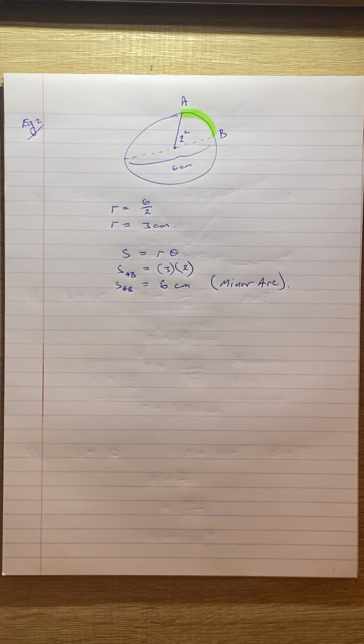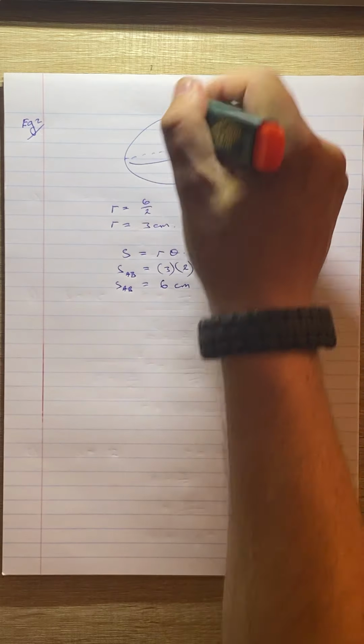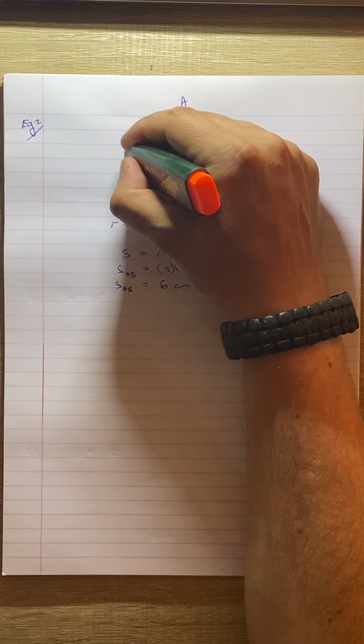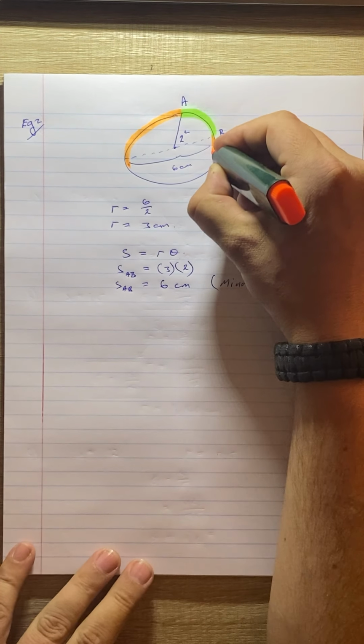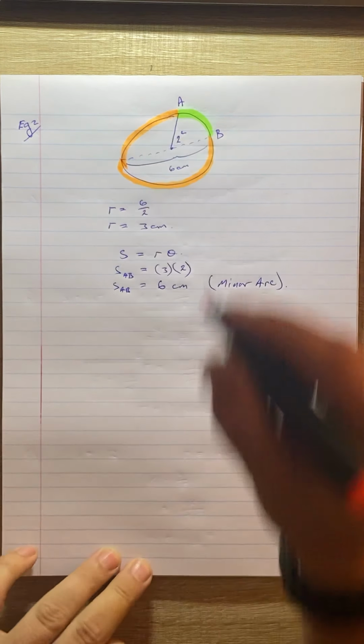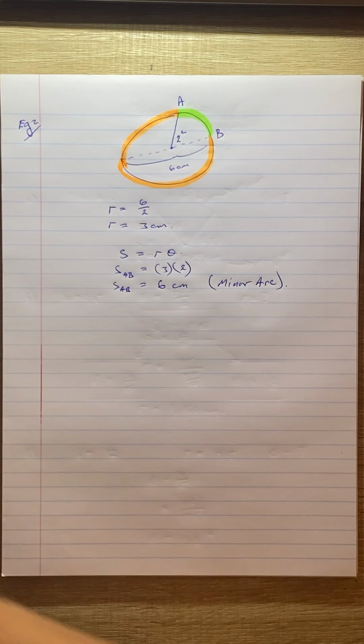Okay, so we've answered the first bit of the question, which is find the minor arc. Now what we need to do is find the length of the major arc, which is the longer bit. It's this bit over here. Okay, so that's the bit I need to find now.